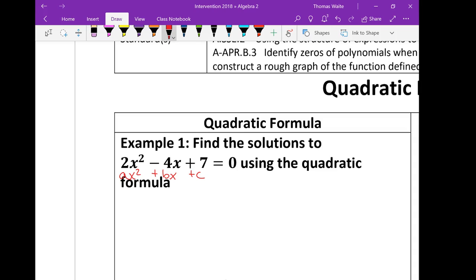And this is a typo that we all need to fix. So if you're using this handout, please fix this typo. This shouldn't be a positive 7. It should be a negative 7.